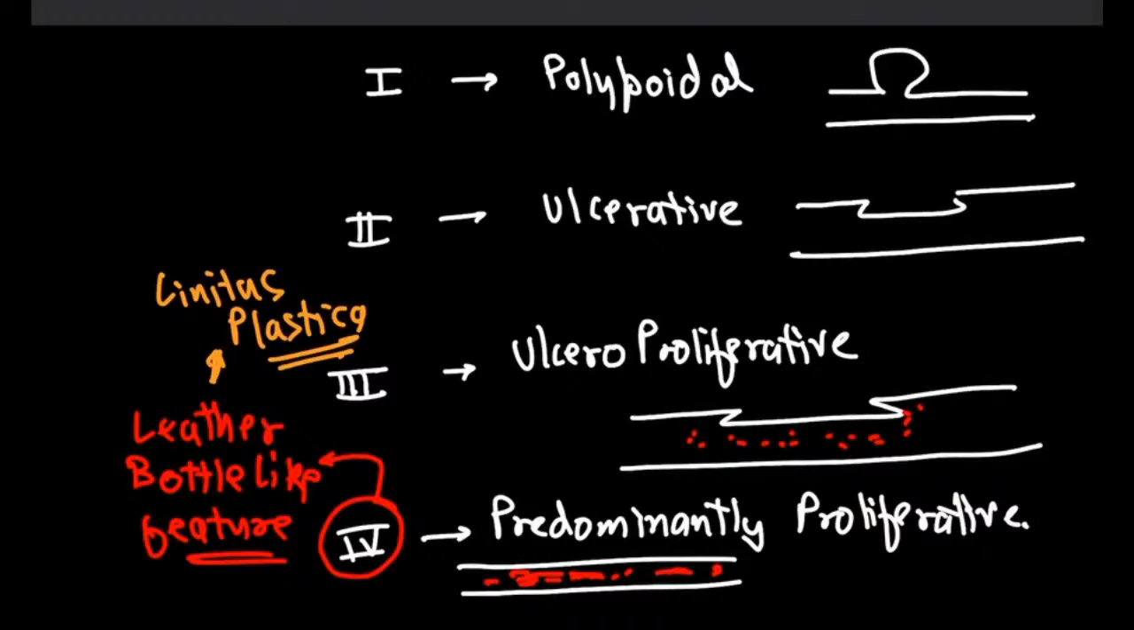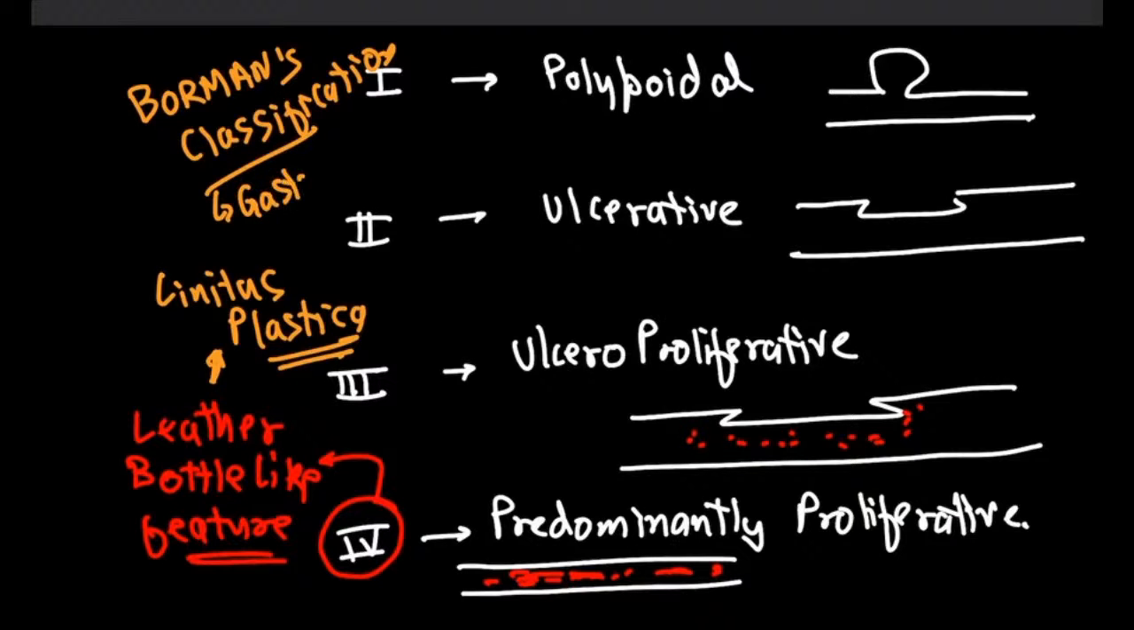It is very, very simple, don't worry, but it is a very important classification which you need to understand. This is what is called Borrmann's classification. And yes, you guessed it right, this is basically done for gastric carcinoma. For gastric carcinoma, the classification system which we have is Borrmann's classification, and I hope it's clear now. So: polypoidal, ulcerative, ulceroproliferative, and predominantly proliferative lesions.